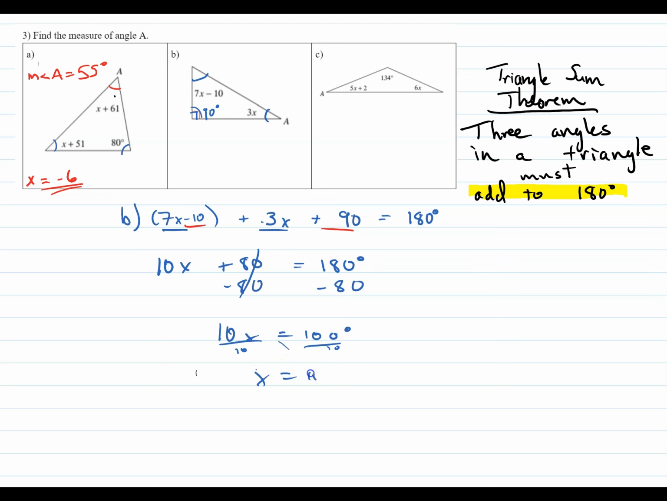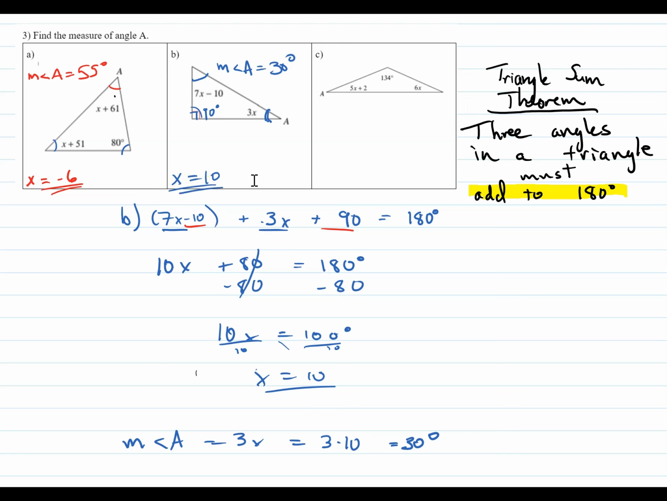Now this is not the answer, so be careful. The answer is, what is the measure of angle A? And the measure of angle A is 3 times x. So if x is 10, angle A is 3 times 10. Plugging in 10 for x, that's just 30 degrees. So the measure of angle A is 30 degrees. And we'll make a note down here, x was 10.